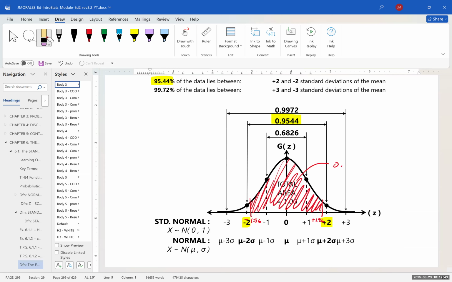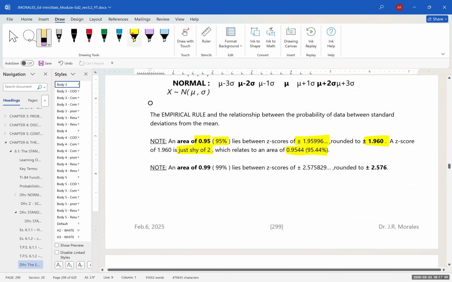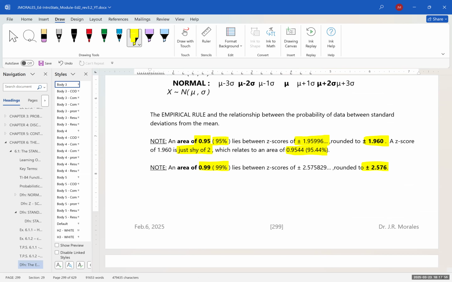Oops, come on, please erase. There we go. And likewise, an area of 99% lies between the z-scores of positive and negative 2.576.